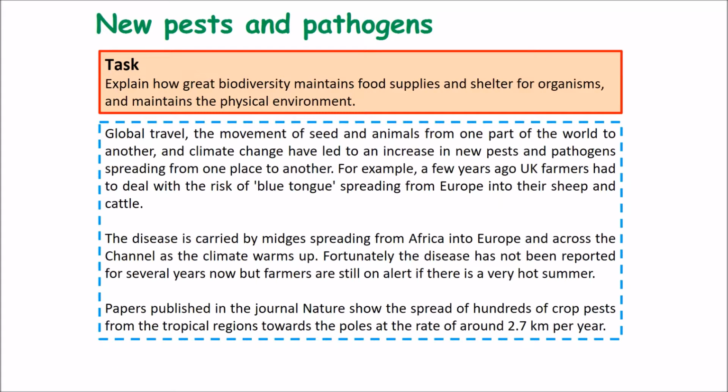Right, new pests and pathogens. Global travel, so the movement of seed and animals from one part of the world to another, and climate change have led to an increase in new pests and pathogens spreading from one place to another. For example, a few years ago, UK farmers had to deal with the risk of bluetongue spreading from Europe to their sheep and cattle. The disease is carried by midges, spread from Africa into Europe and across the Channel as climates warm up.